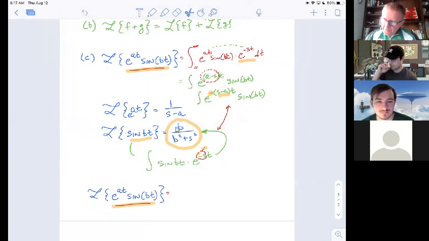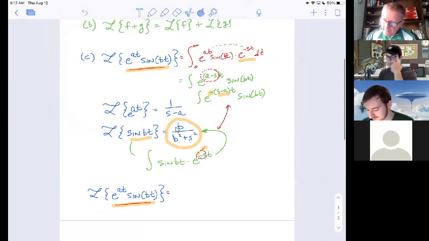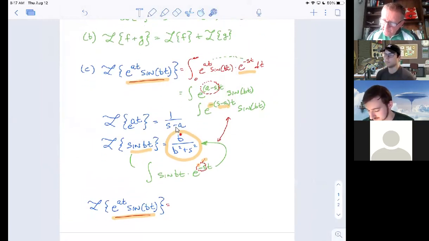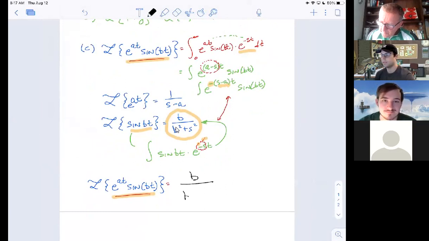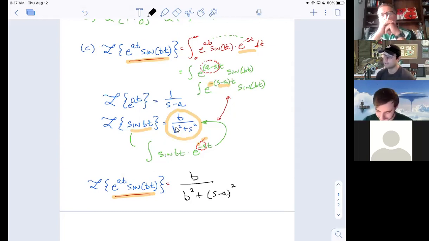Is actually equal to this. Oops. Is equal to this, except for what? What do I need to change? It's going to be b squared plus s minus a squared. That's exactly right. All I have to do is switch s for s minus a, and then they're identical.